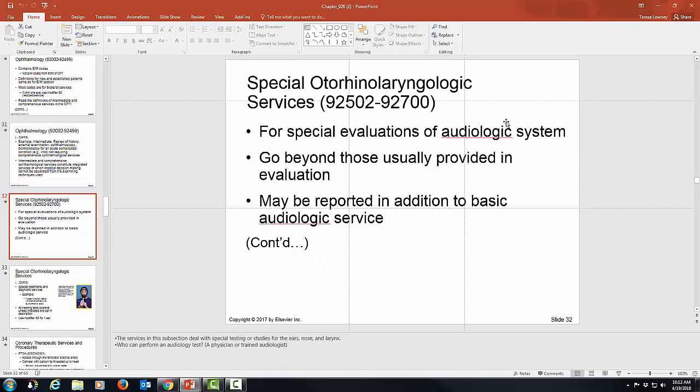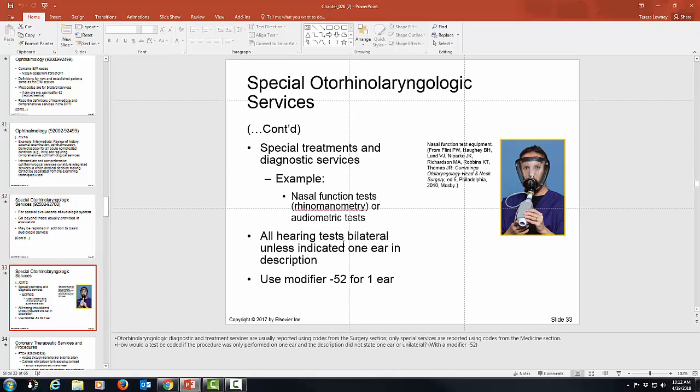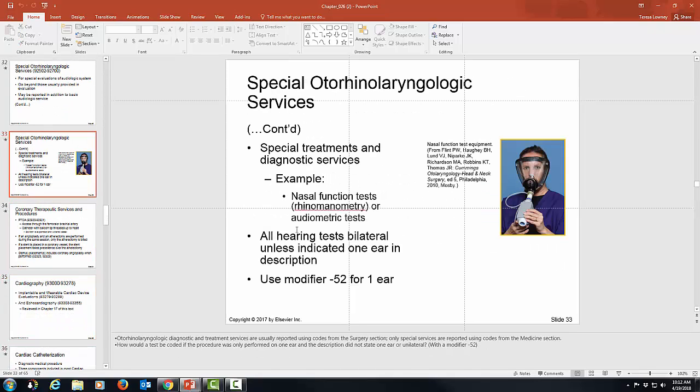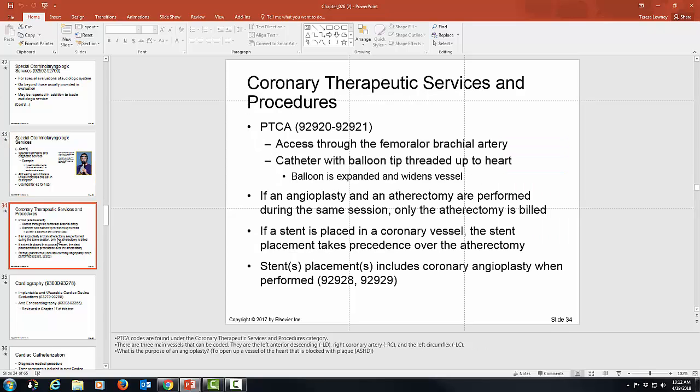Special otorhinolaryngologic services. These are for special evaluations of the audiologic system. They go beyond those usually provided in an evaluation, and they may be reported in addition to the basic audiologic service. So there are some more special ones that you can read about. And all hearing tests are bilateral unless there's only one ear. Again, this is the same kind of thing, where we want to make sure that you're using that modifier 52 for it.